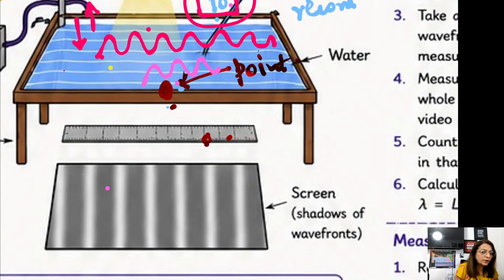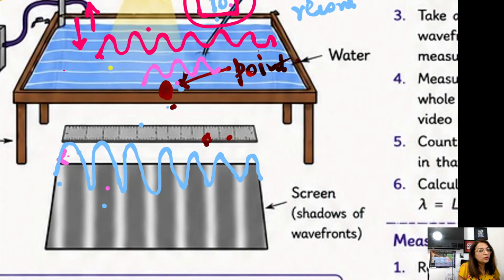What do you do to find out the wavelength? From here, if you want to find the wavelength, what do you do? Just to let you know, before you answer my question, I'm going to show you something. See the reflection coming on the screen at the bottom? The crest is the dark part. So every crest makes a dark line on the screen.